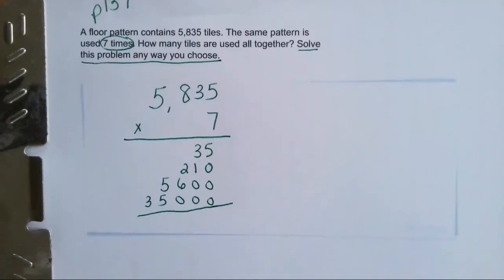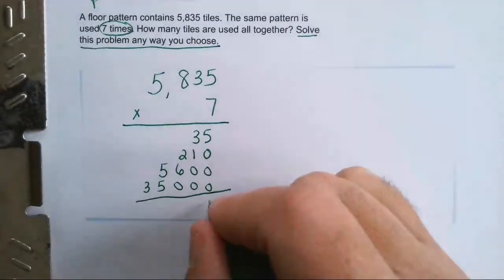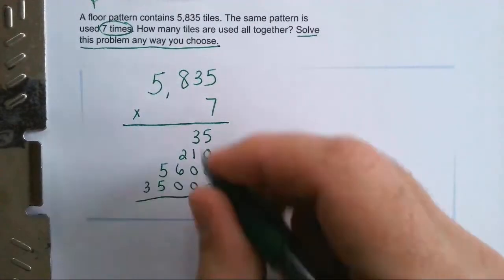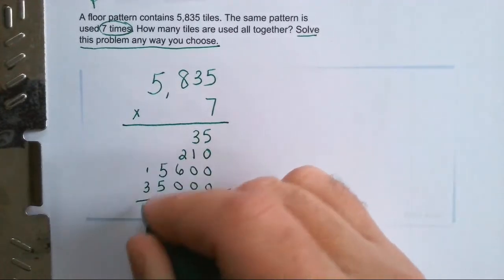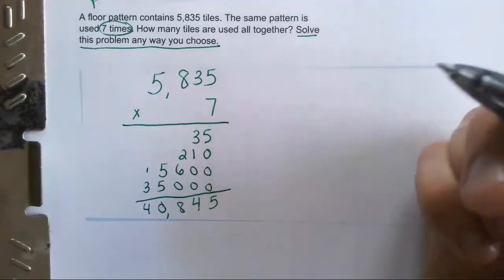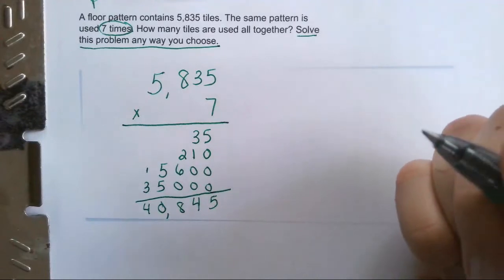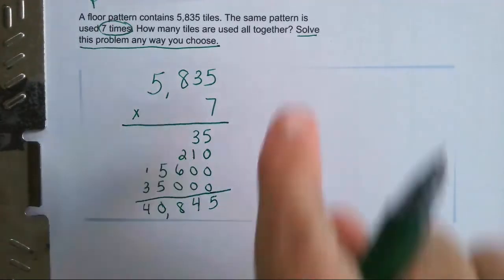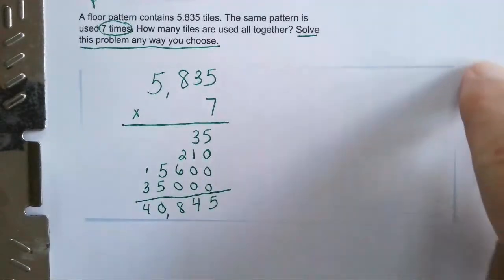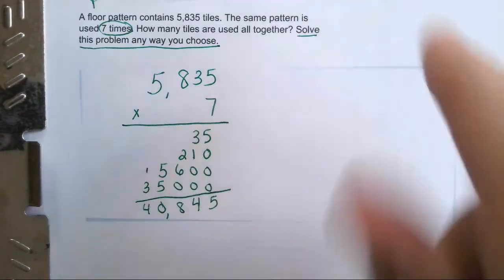And then I'm going to add these all together. 5 plus 4 and 8. 5 plus 5 is 10. I have to regroup there. And so I should get 40,845 as my answer. Now, I could do an area model, so that's where I draw the boxes. Some of you might like that.